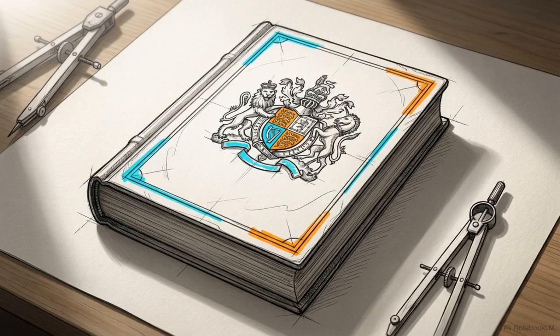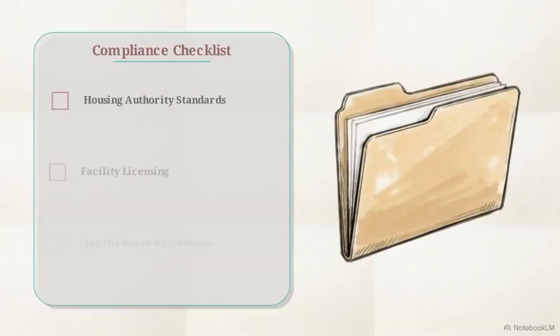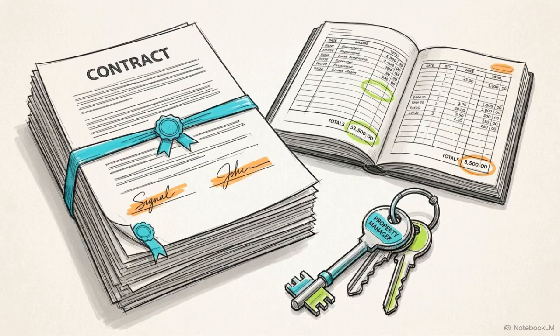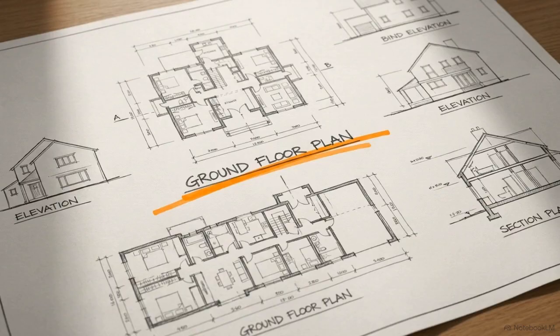Moving from standard rentals to specialized housing introduces new rules. You'll have to navigate housing authority standards, facility licensing, and specific payer regulations. We define your role and your customer first, because those 2 decisions dictate every legal, financial, and operational choice that follows. Now we move to step 3, setting strict property acquisition criteria that directly serve the customer profile you just identified.